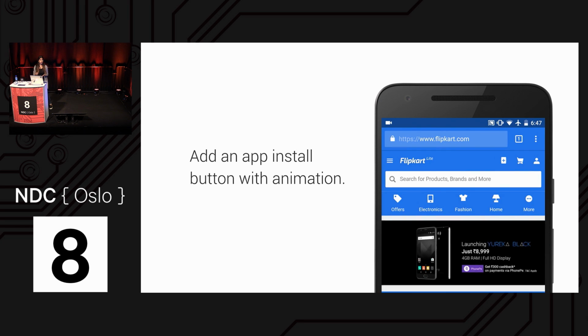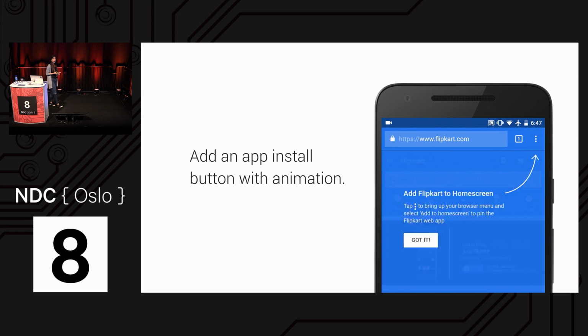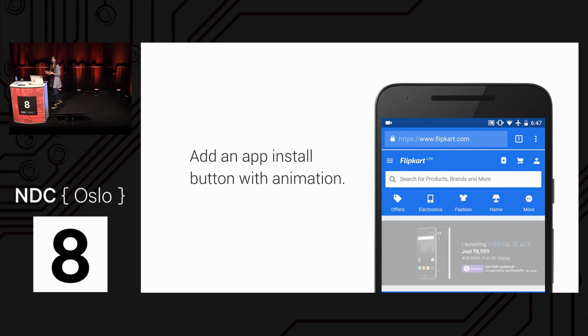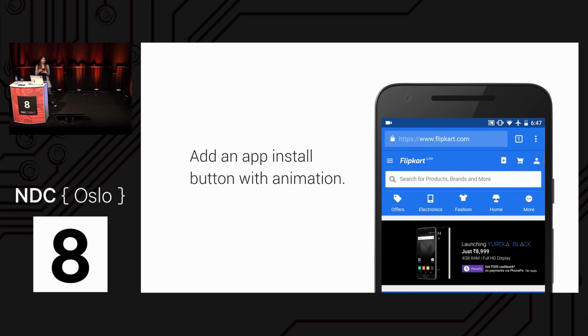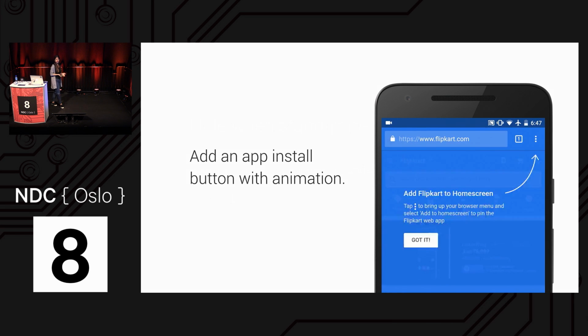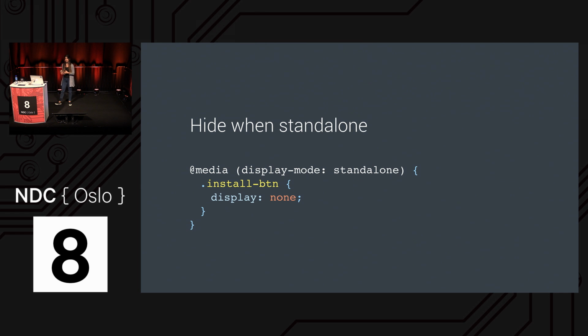What we could also do is that after the user adds our app to the home screen, we could also remove that button, in order to make it more subtle. So we could do that by hiding this button when standalone. So we add a media query, display mode, standalone, and we display none the button.